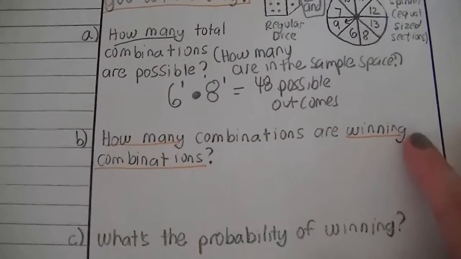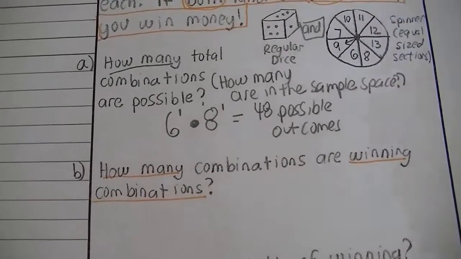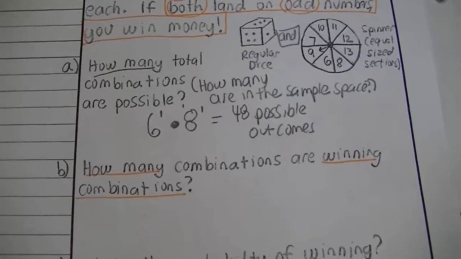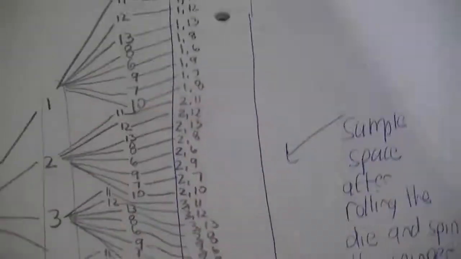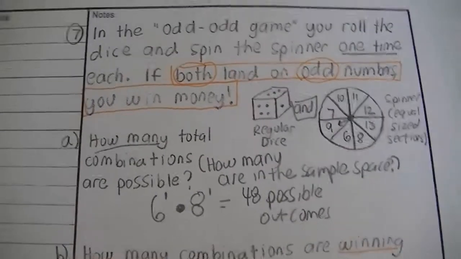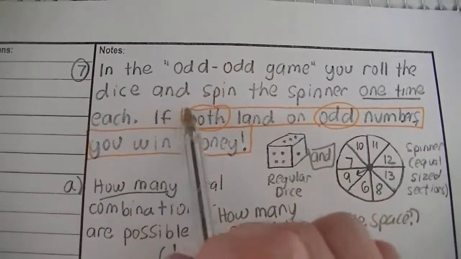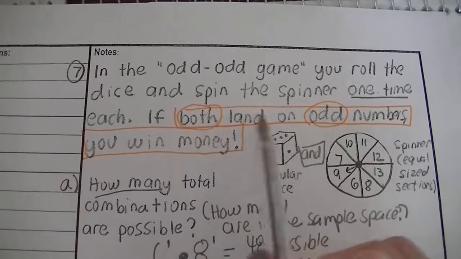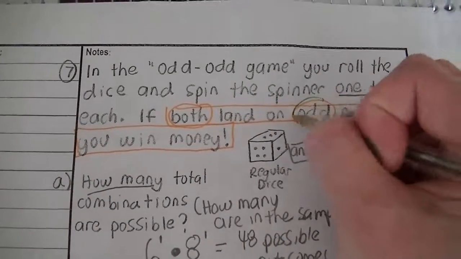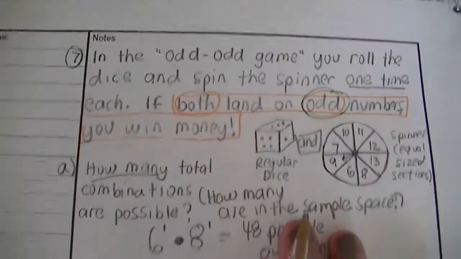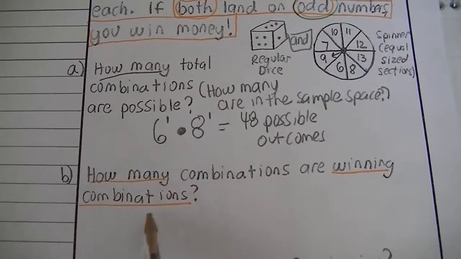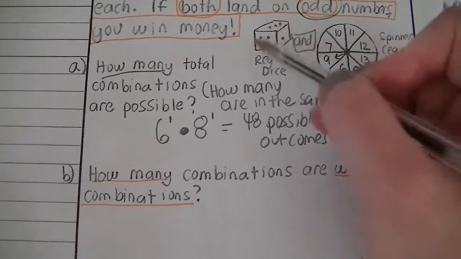All right, it's asking now, how many combinations are winning combinations? I don't really remember what you do to win, because that took a long time for me to do and I don't remember the question. So in that case, you'd go back up to the problem. In the odd game, you roll the die and spin the spinner one time each. If both land on odd numbers, you win money. How many combinations are winning combinations? So you want odd and odd. How many are odd on this?